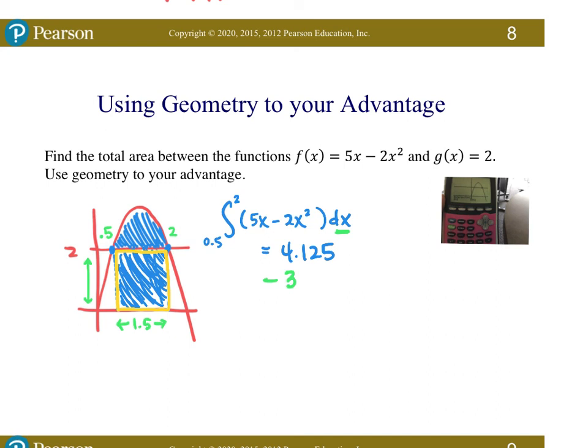And so when I subtract that, that will essentially erase all of this area down here. So we're going to subtract all of that. And then I'll be left with an answer of 1.125 for the total area between those two things. So I was just using geometry as a subtraction of the lower shape. We've done the addition of the lower shape, now we're doing the subtraction of the lower shape.